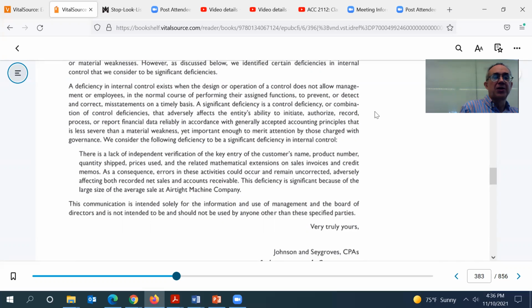And the deficiency is significant because of the large size of the average sale of the Airtight Machine Company. So here are these big sales. We have a data entry clerk who is keying this stuff in, just entering data on a keyboard in the computer. Nobody is checking over this person's work. That's bad. First of all, it's very difficult to find errors in your own work. It's just like proofreading your own work. So somebody should be independently checking this.